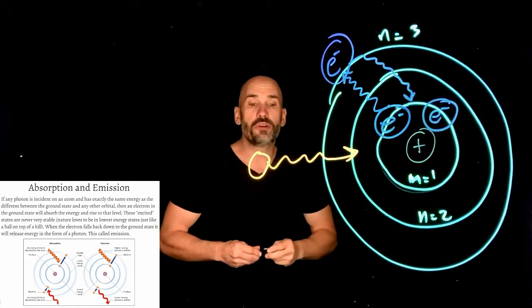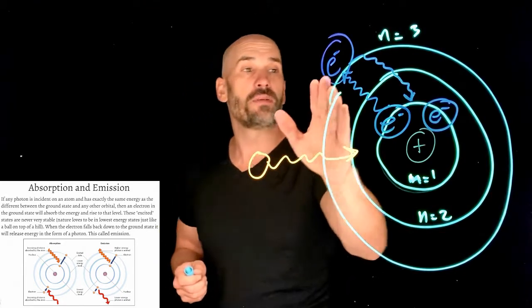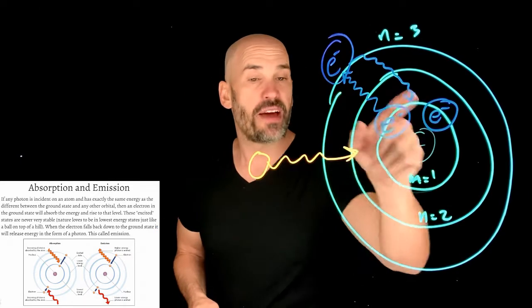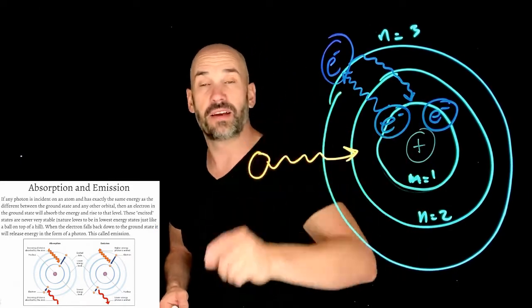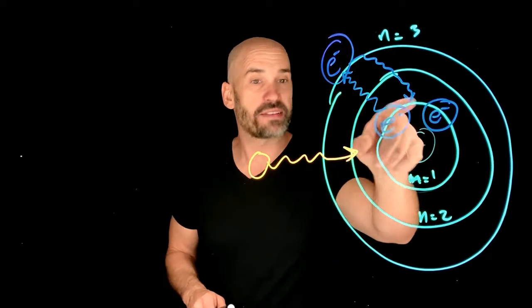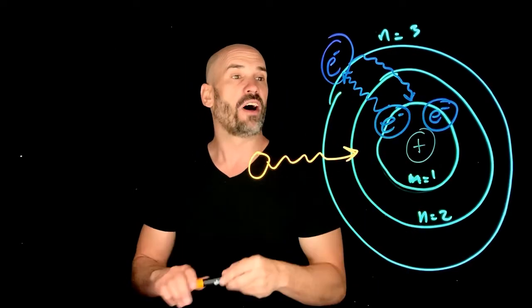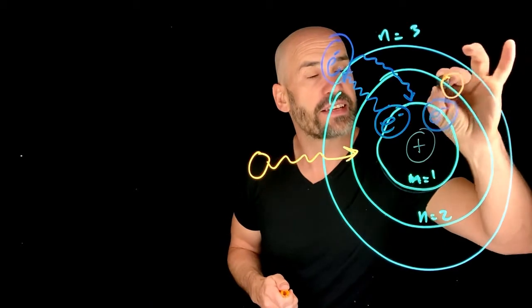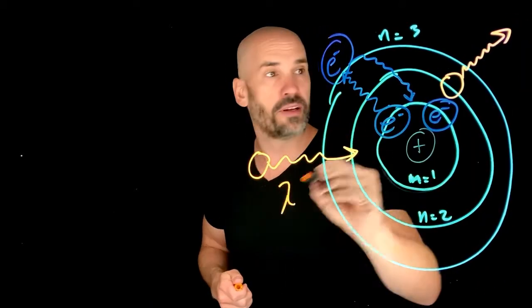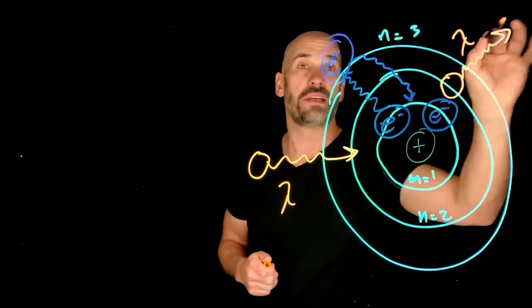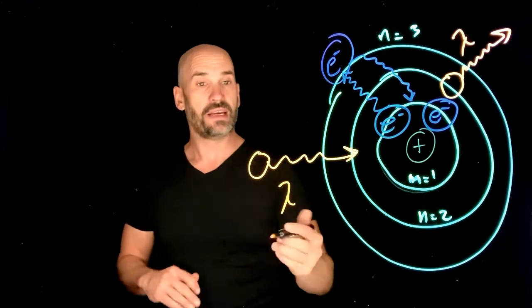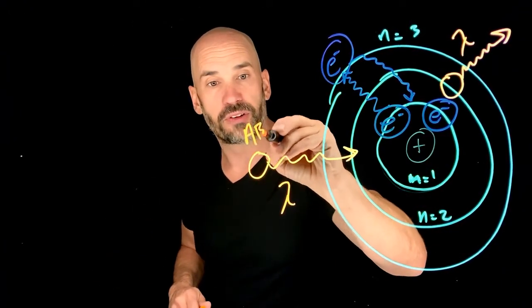But in so doing, it's given away a certain amount of energy. Now, what kind of energy? Well, the same amount of energy as the photon that excited it up there to begin with. So that means that in the process of falling back down, you're going to have another photon of the exact same wavelength. So this is some wavelength lambda. The same wavelength lambda is going to be emitted. So this is the process of absorption and emission. Here is an absorbed photon.